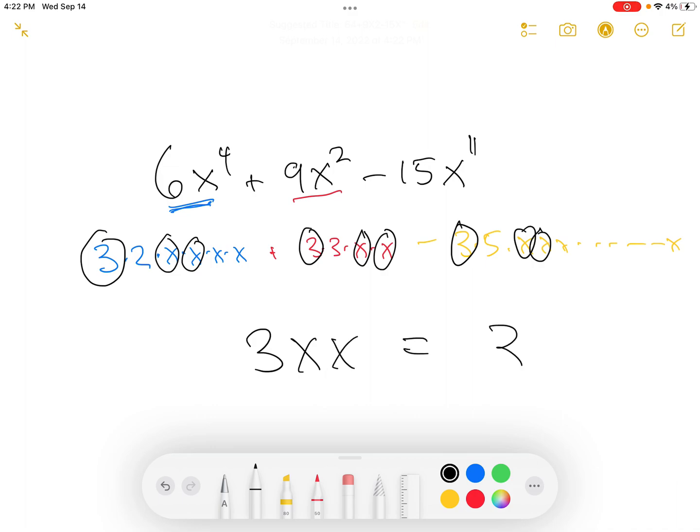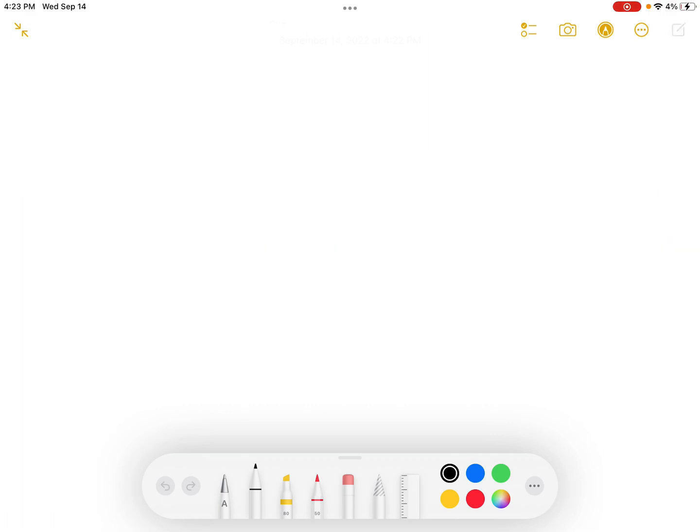So our common factor for these is 3x squared. And that's all you got to do. Let's do this one. Pause the video, give this one a shot on your own.